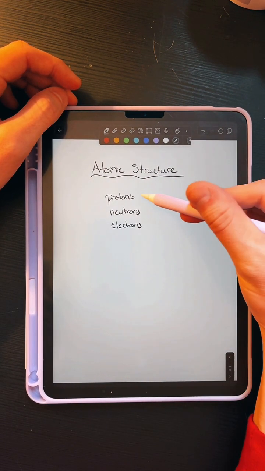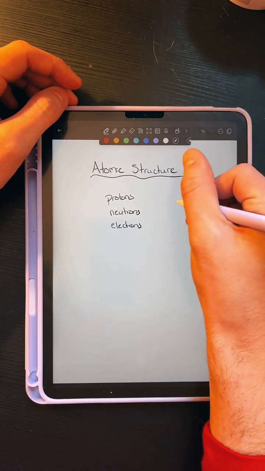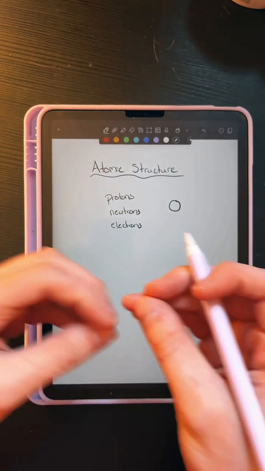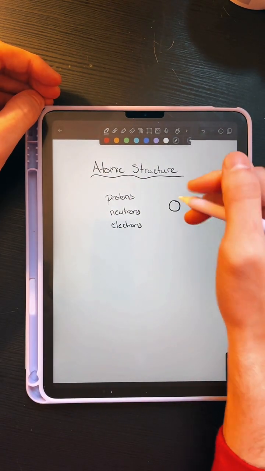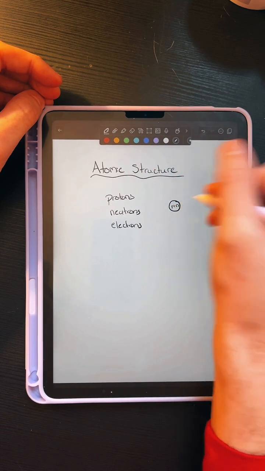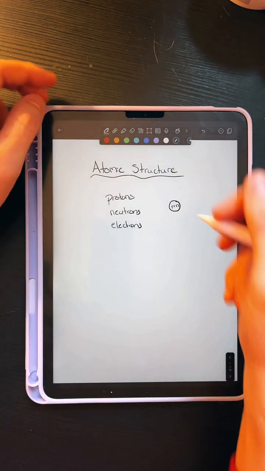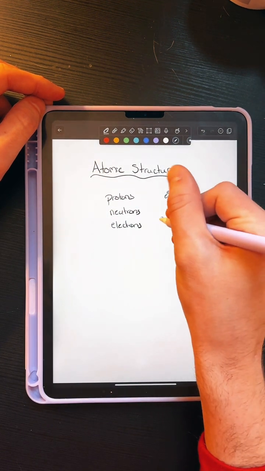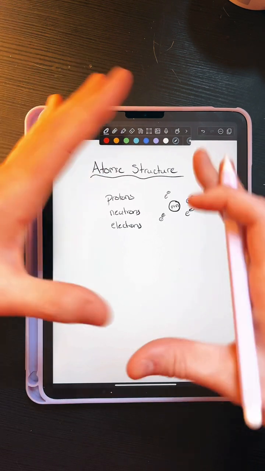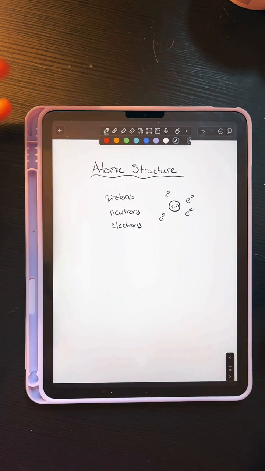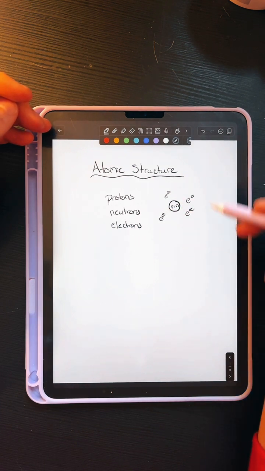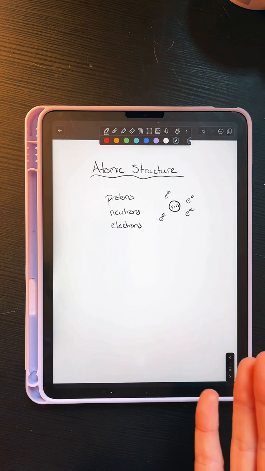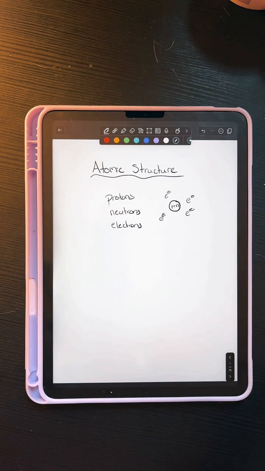Now, protons and neutrons exist inside of our nucleus, which is the center of our atom. So in the center of our atom, we have our protons and neutrons just sort of chilling out in the center. And then we have electrons all around our nucleus. And we can use this notation to help us figure out the overall structure of an atom.